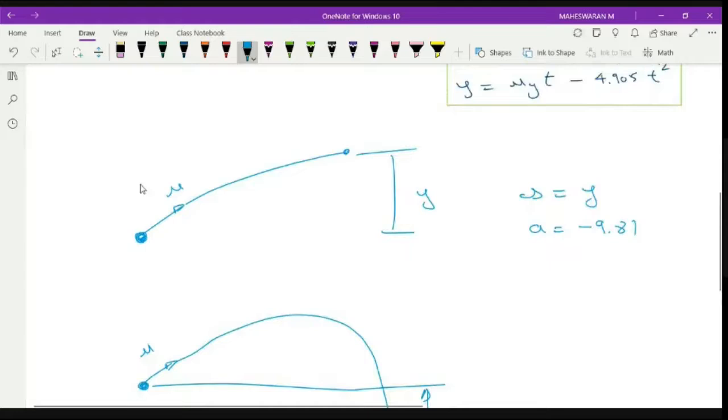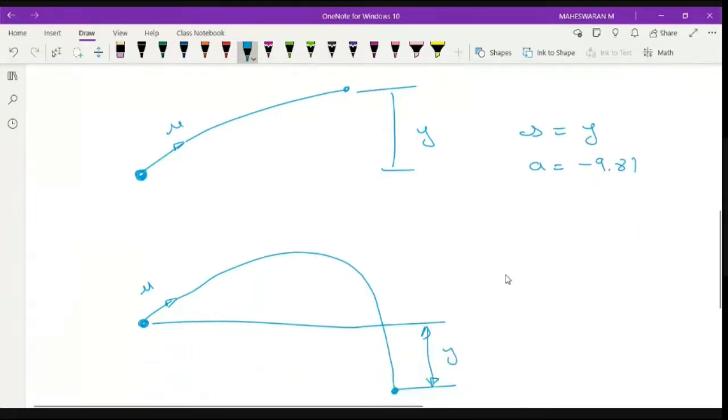So note, this is the ball. This is my reference point. From here, the y distance is positive towards the upward direction. So positive, plus y. In this place it is not like that. So this is my initial position. My final position is downwards. So here s is minus y, and my acceleration is the same, minus 9.81. There's no difference because when you resolve this, what will I get? I will get uy like this.